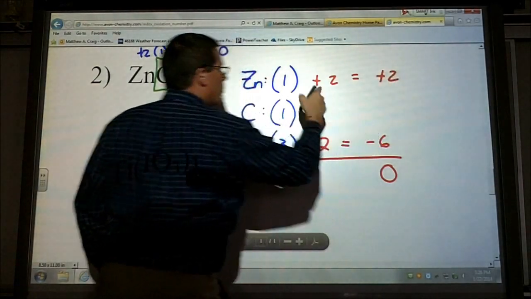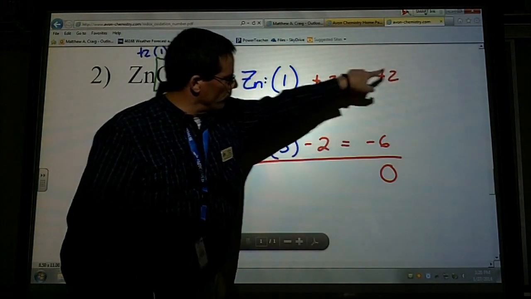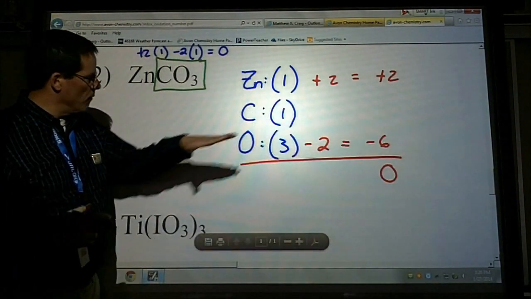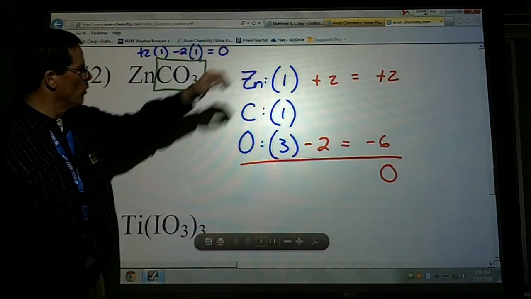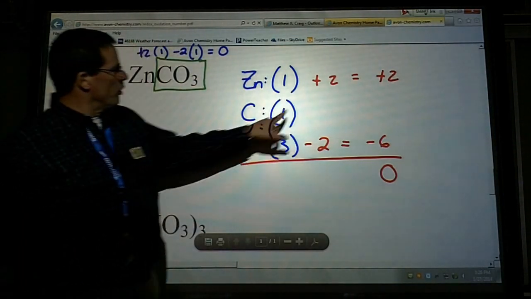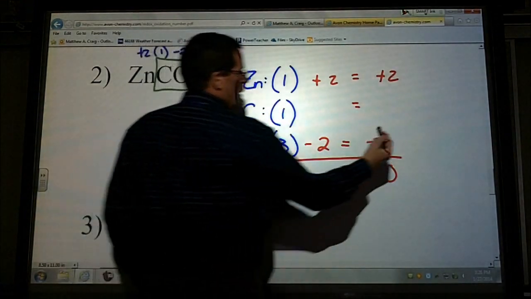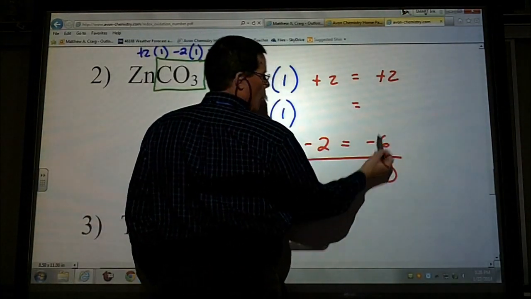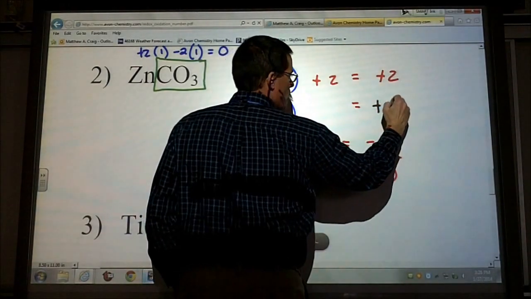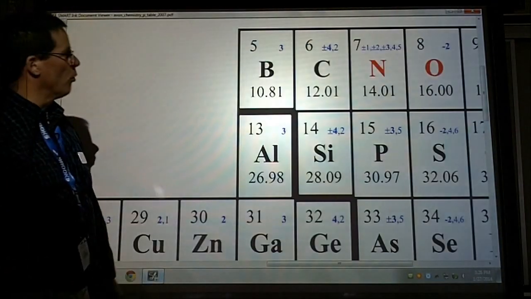So plus 2 times 1 gives me that. And now we want to find out what is this missing charge here. And notice what I'm doing. I'm finding the metal by using the non-metal to help me tell what the charge on the metal is. So now that I have that, I know that if this is going to equal 0, I need to have a plus 4 charge here, which means that carbon should have a plus 4 charge as well.